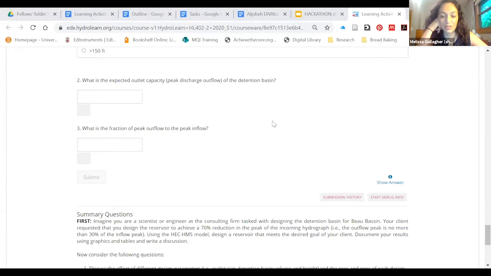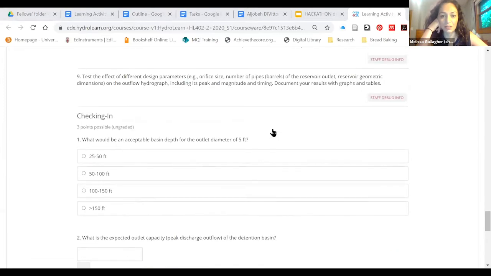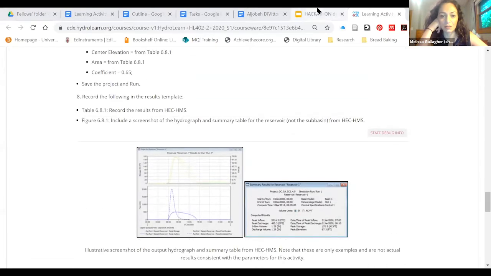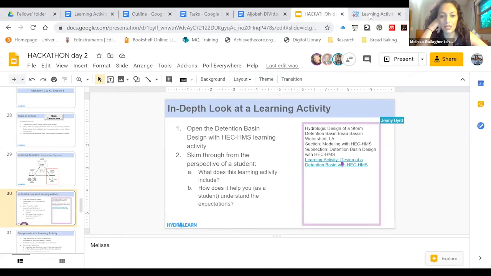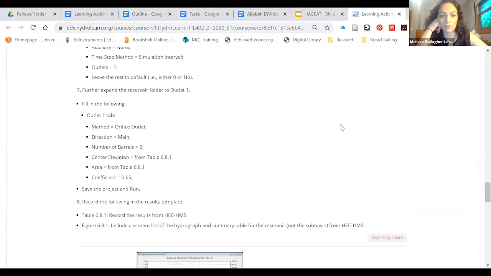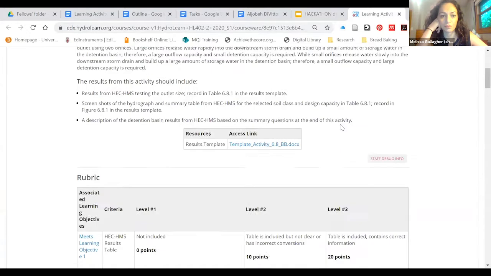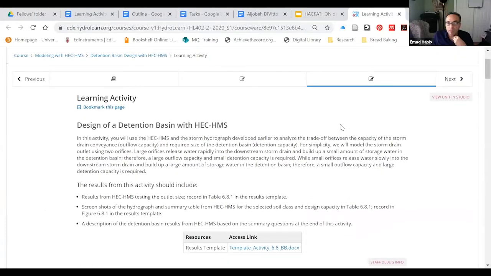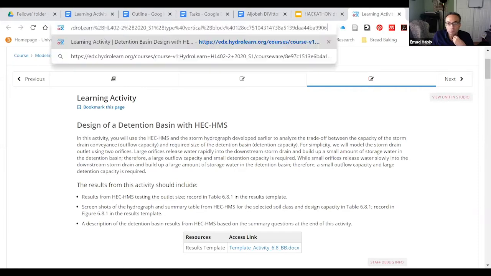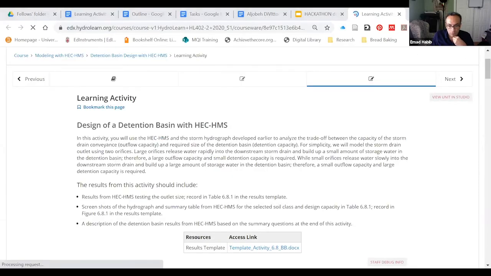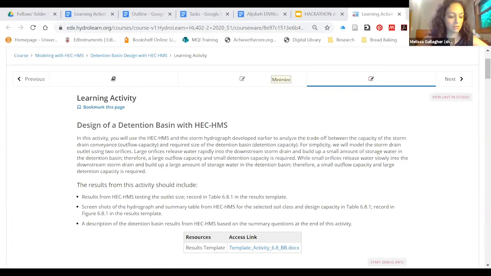So what are things that you've noticed that might help a student understand the expectations? Can you send them the link, Melissa? Maybe they can browse on their own computer. I think it's an open one. I put the link in the chat for those who need it.